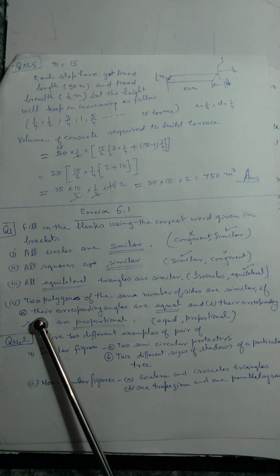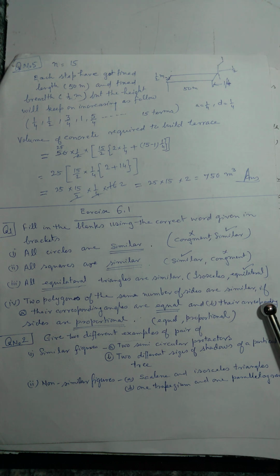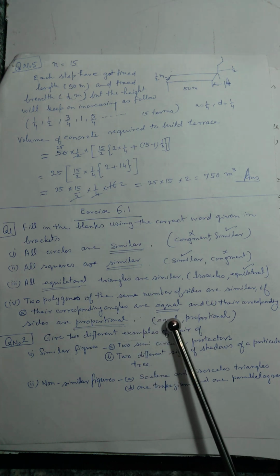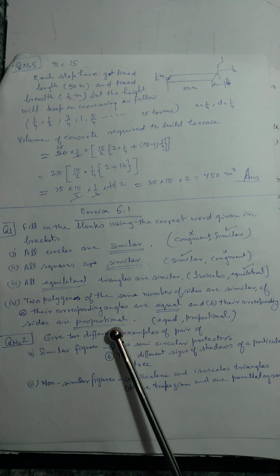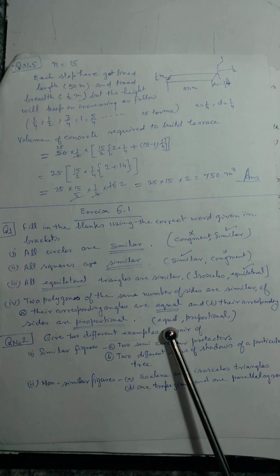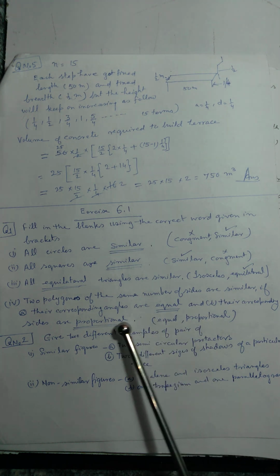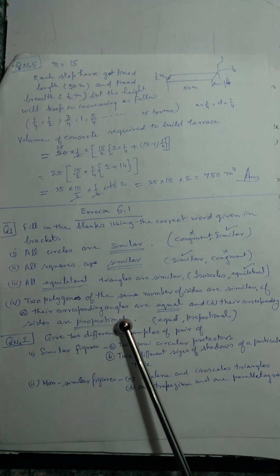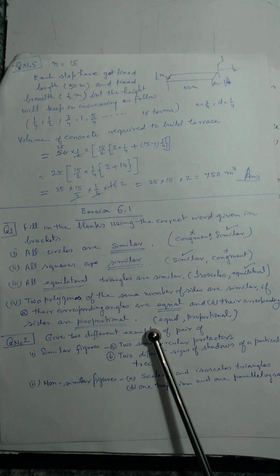Now the fourth is: two polygons of the same number of sides are similar if (A) their corresponding angles are equal and (B) their corresponding sides are proportional. So we have to place the appropriate words, equal and proportional, at the appropriate place. That is why I have placed here that their corresponding angles are equal and their corresponding sides are proportional.